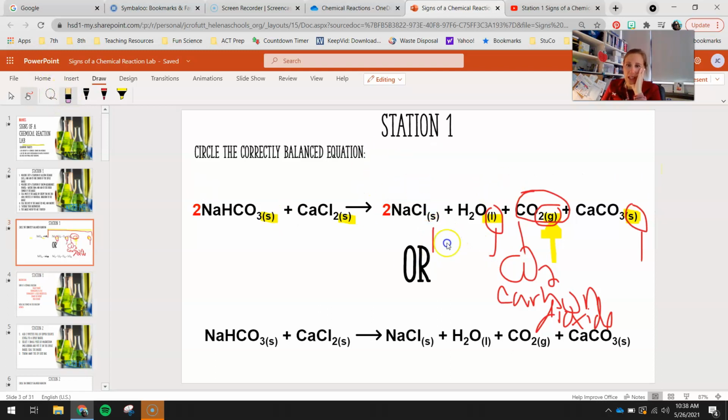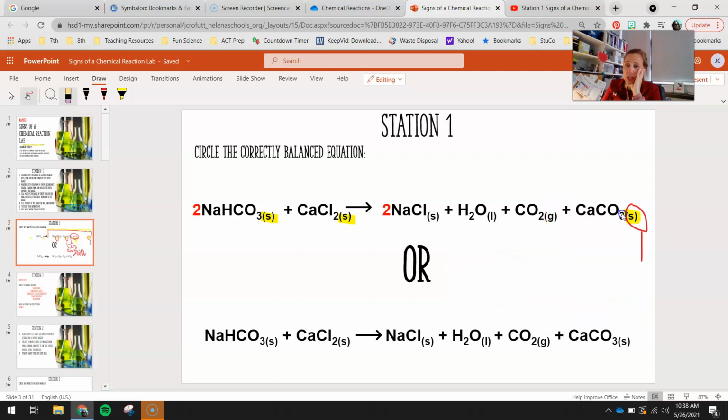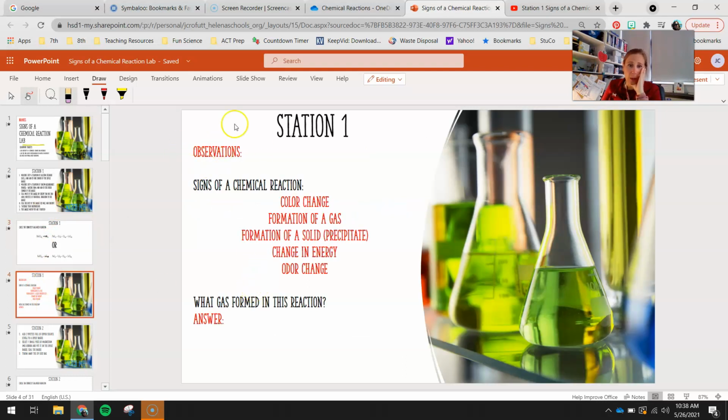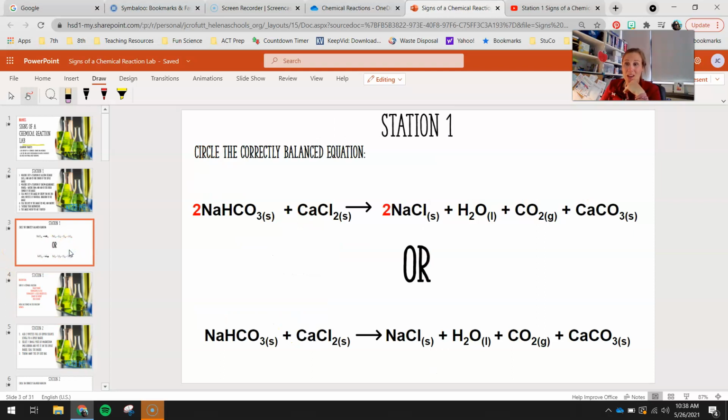All right, so that's kind of what most stations look like. The two constants you will have is you'll have a video to watch for every one of these stations. You will also have observations to make, and you will need to highlight the signs of a chemical reaction. You may or may not have a question. You may or may not have equations to balance or to see which ones are balanced. Okay, so again, there's 10 stations.